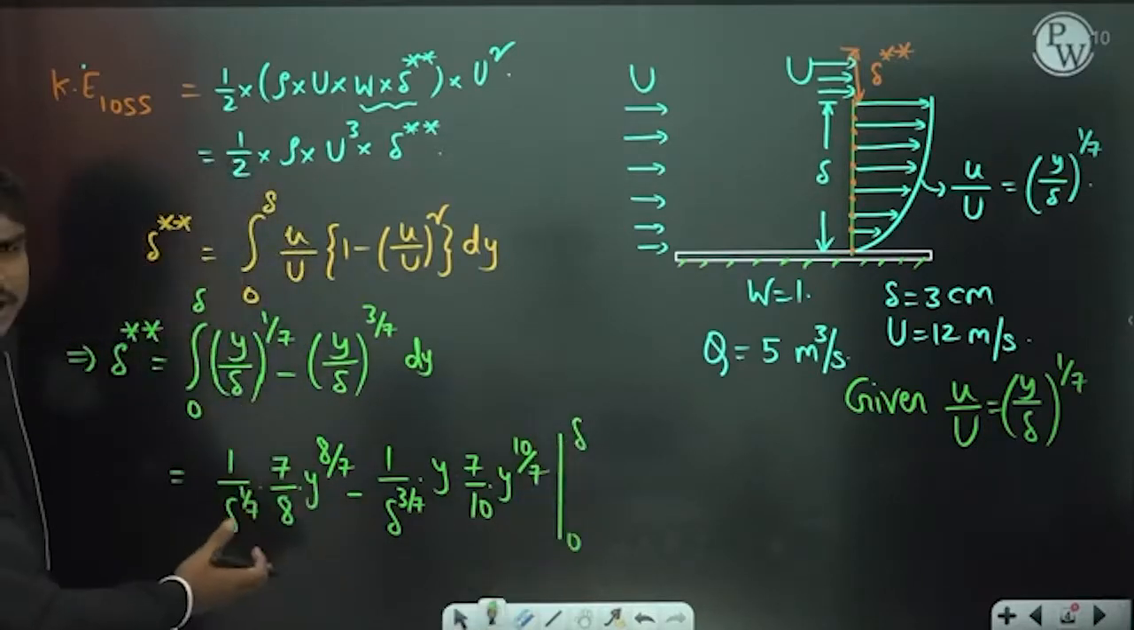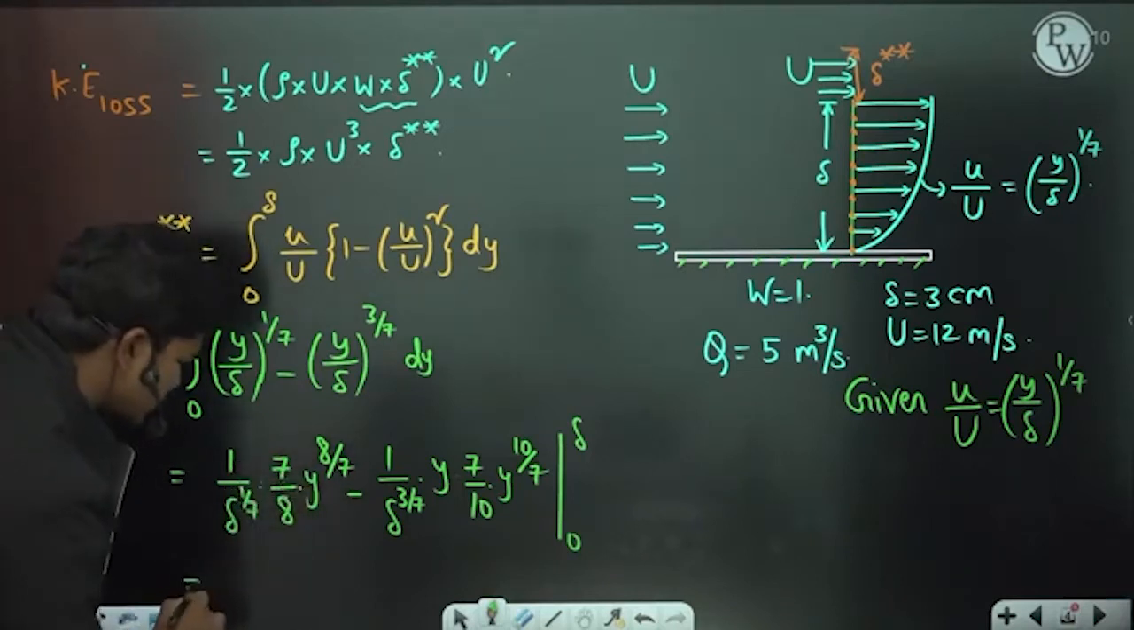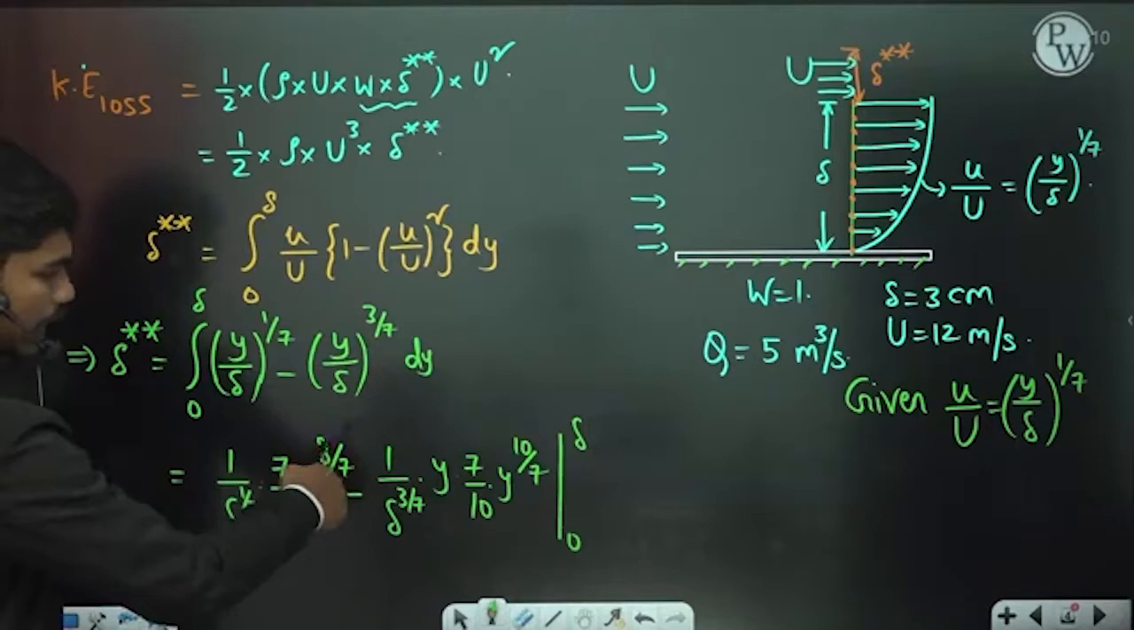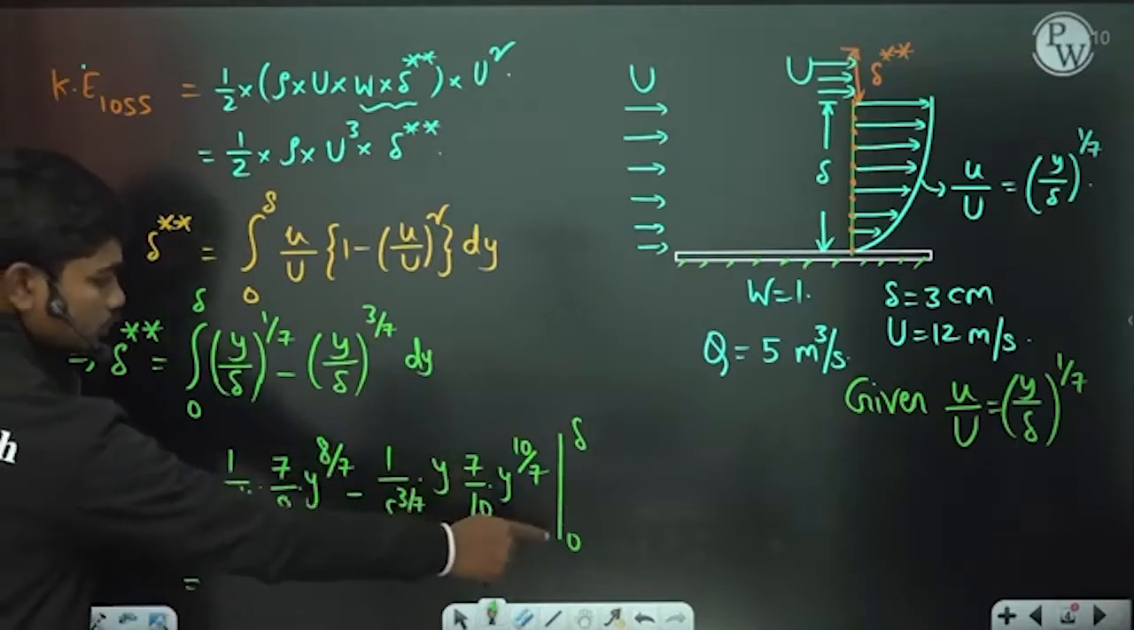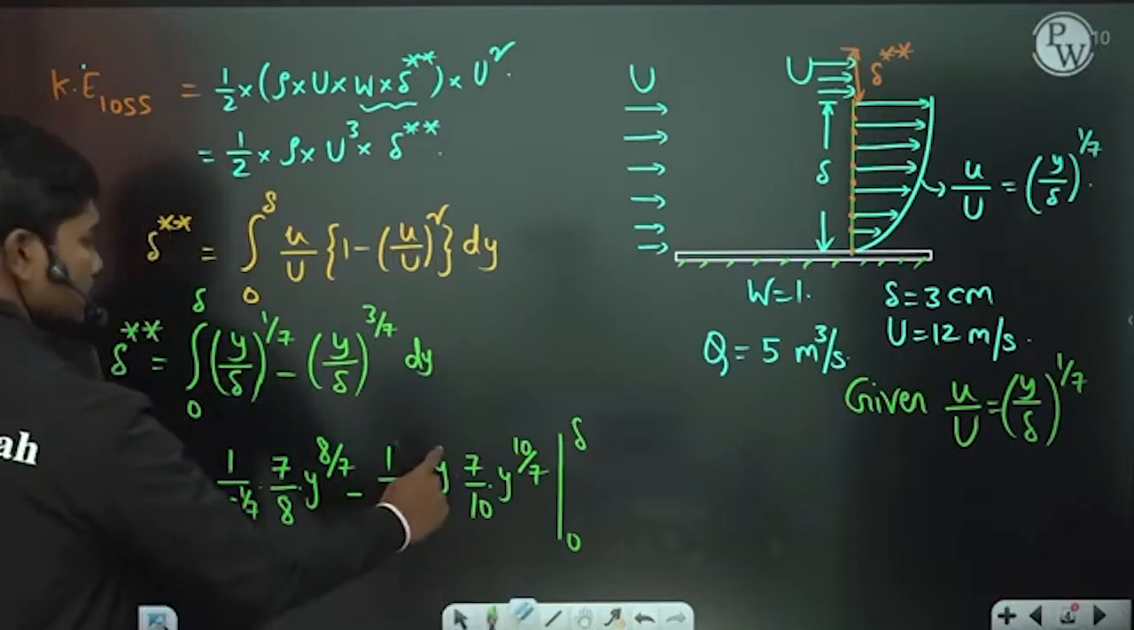I'm just calculating some integration. Mathematically, we are just calculating some integration. So now if you replace this value of delta, then you have some expression. If you replace 0, everywhere it is 0. So that's why, if you see, this y is not here.